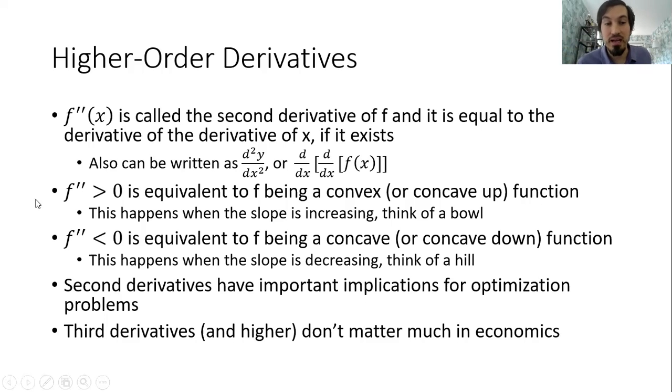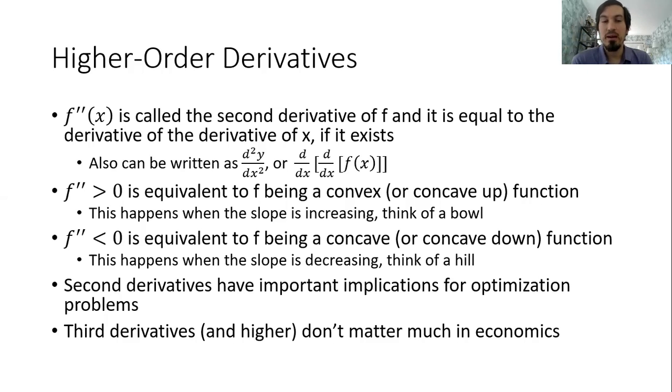Okay, now how about the other one? F double prime being negative is equivalent to f being concave or concave down. This happens when the slope is decreasing. Not that the slope is negative, but that the slope is getting more and more negative. The slope is going down. And you can think of this as a hill, a function that looks like a hill. It has a point at the top of the hill. That would be a concave or concave down function.